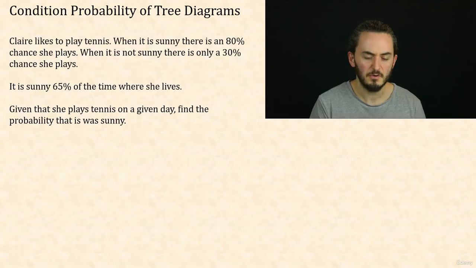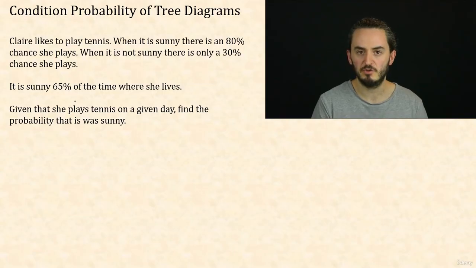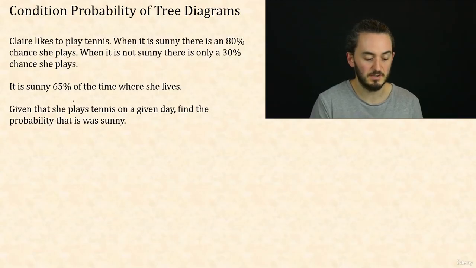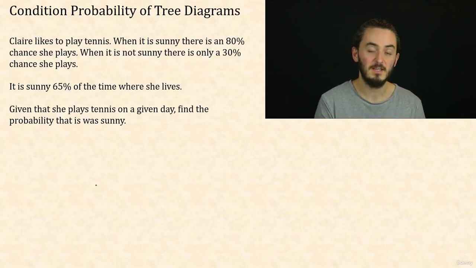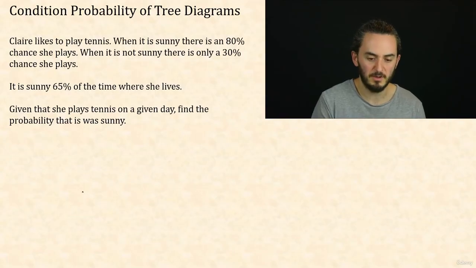Okay, so we know that in general it's 65% likely that it's sunny, but now we've got this extra bit of information. She played tennis. So how does that change things? We know that she's more likely to play tennis if it's sunny, so does that change the probability that it was in fact sunny that day? By the way, we're not claiming that her playing tennis causes it to be sunny or anything daft like that. We're just saying, given that information, what can we say about the weather?